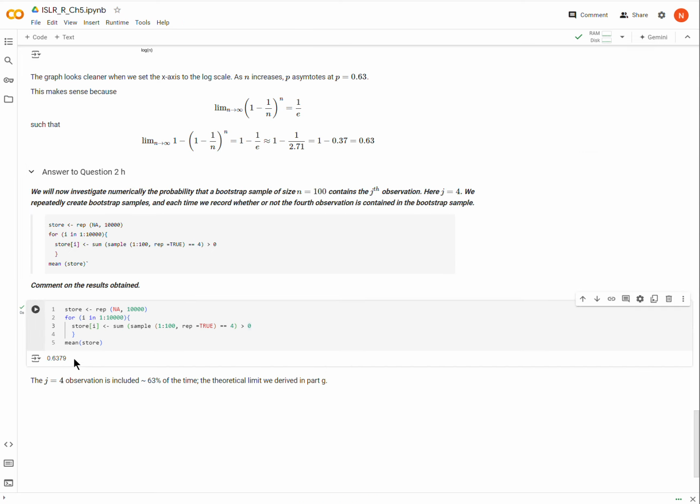Well, actually, I've already done it, and you see that the average probability that the fourth observation is in there is 0.6379 in this particular set of samples that we're generating. We can do this a few times, and you can see it just hovers around 0.63. Well, that is what we found analytically to be the limit as n approaches infinity. Okay, we'll call that good here.